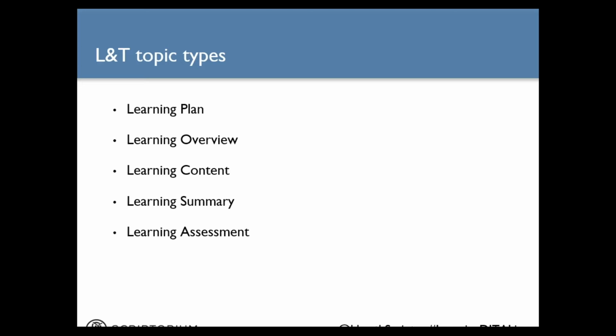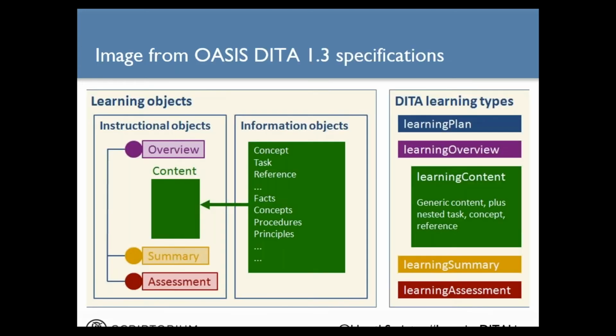types. So I want to show you this image from the OASIS Data Committee, and you will find this if you go into the DITA 1.3 specifications. If you look that up and do a search for the learning and training specialization, you'll find this there. And I think this does a really good job of outlining what the topic types look like.